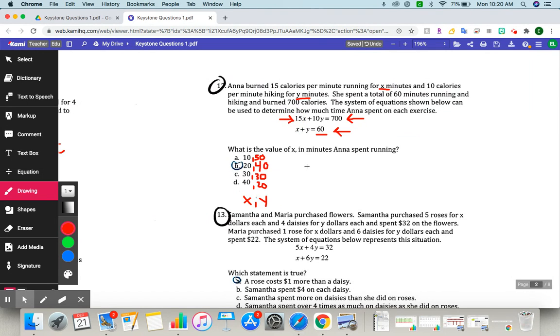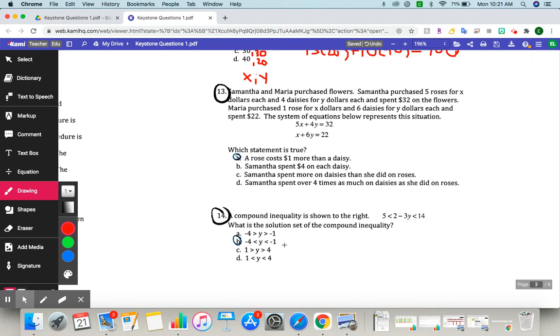So if we tested each one, the only one that would work is option B. We would take 15 times 20 plus 10 times 40, and that would add up to a total of 700. So notice I did not use any strategy of solving systems of equations. I simply used the fact that the answer was provided for me and checked to see which one worked.